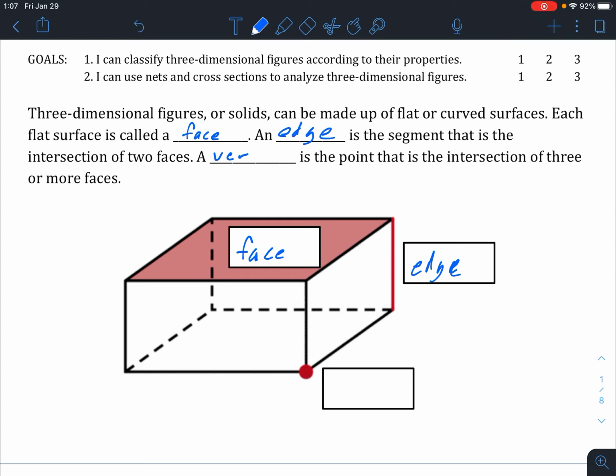And finally, a vertex is a point that 3 faces or more intersect at. So this point in the bottom here is one of our many vertices, vertices being the plural of vertex. This shape has 8 vertices. One of them is in the bottom right corner there.